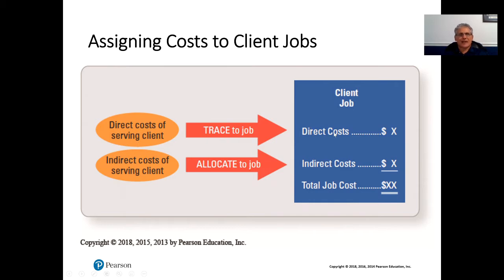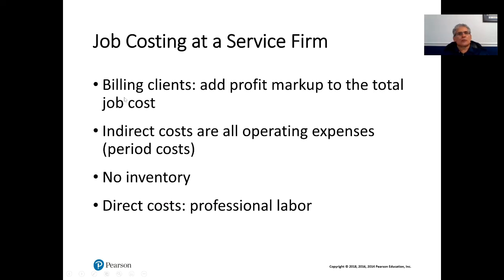This is almost exactly like what we're talking about, except in the example of a service company, you're not building inventories. You're just keeping track of your direct costs and your indirect costs. They're getting charged to the income statement without an inventory, without the cost of goods sold. But you're keeping track of those costs anyway, so that when you bill the client, you bill them for your costs plus the markup. So when we're billing clients, we want to add a profit markup to the total job costs.